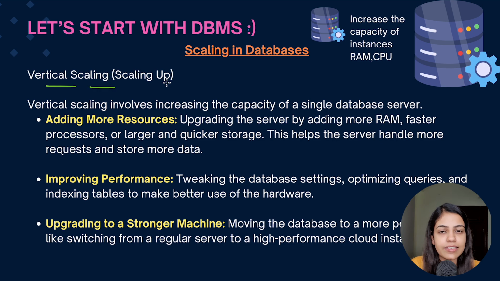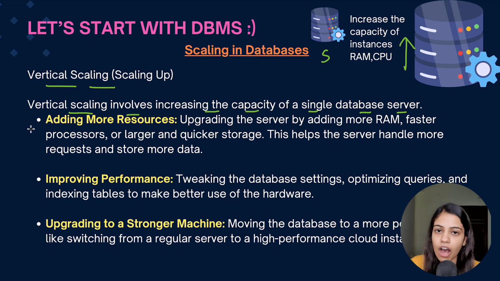As discussed in the last slides, in vertical scaling we increase the CPU as well as the RAM of our server so that it can accommodate more requests. But there is an extent to which we can increase our CPUs and RAM. So if there is a server, we increase the capacity of RAM and CPU so that it can accommodate more requests, but only to a certain extent. So vertical scaling involves increasing the capacity of a single database server.